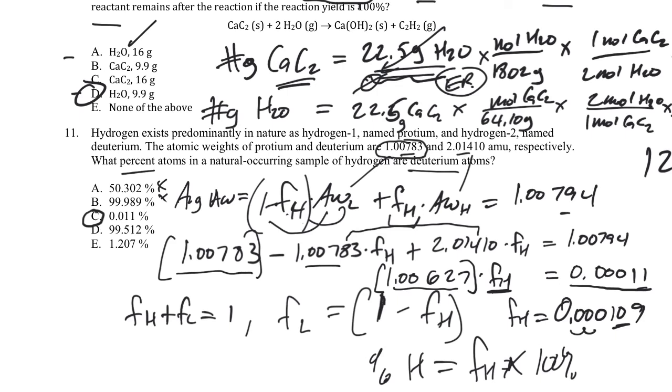Now you could probably have guessed that just because the atomic weight is just a smidge higher than that of the lighter atomic weight isotope, so you can probably imagine that a good abundance, a good amount of the hydrogen would exist as hydrogen 1 or protium as opposed to deuterium.